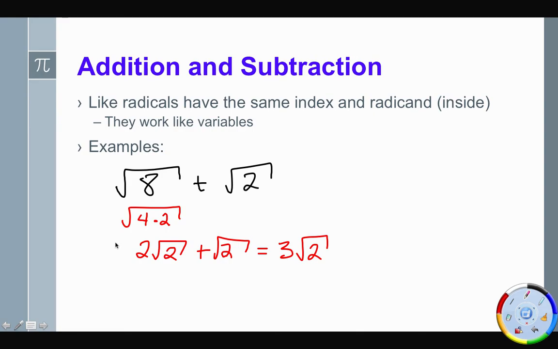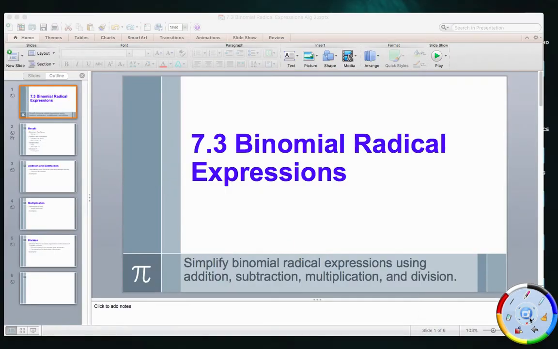So in some cases, they might not have the same radicand, but you are allowed sometimes to simplify the radicand if possible, and you might end up with the same radicand, or the same root, so you can combine them. All right, so I think I have beat into you addition and subtraction. Let's take a look at multiplication.